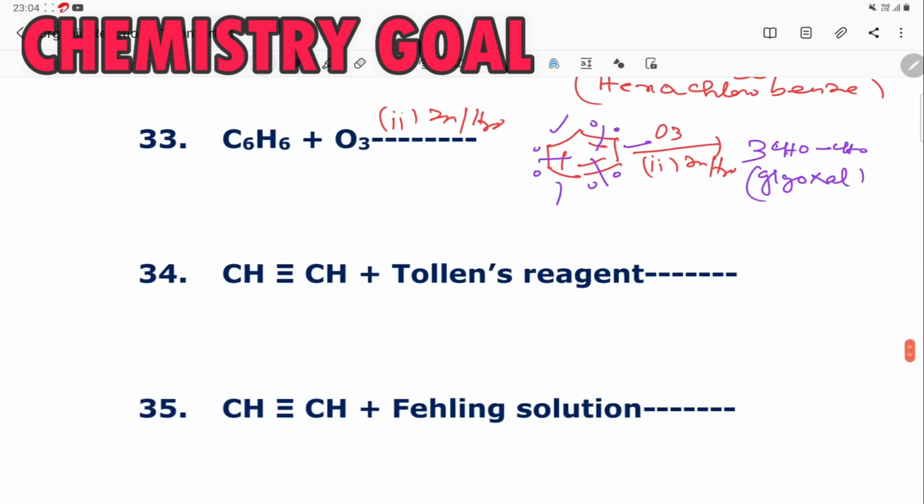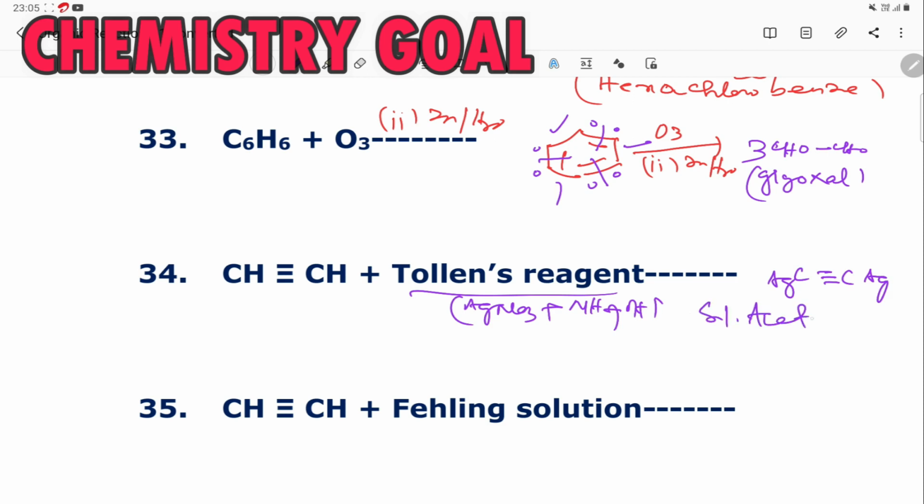Then when acetylene reacts with Tollens' reagent, what is Tollens' reagent? Tollens' reagent is silver nitrate with ammonium hydroxide. Here the result is the formation of a silver salt. This is called silver acetylide, and it is white in color.